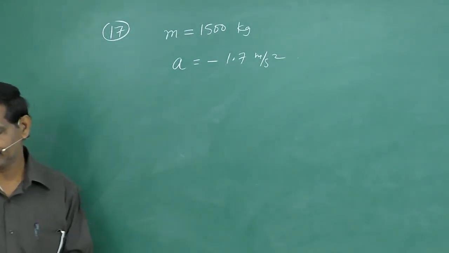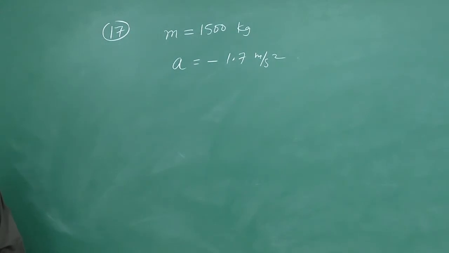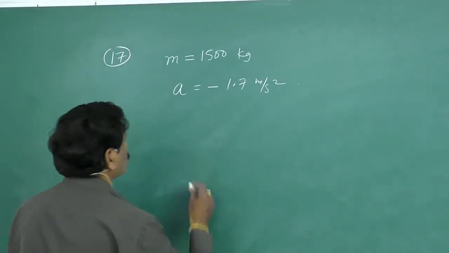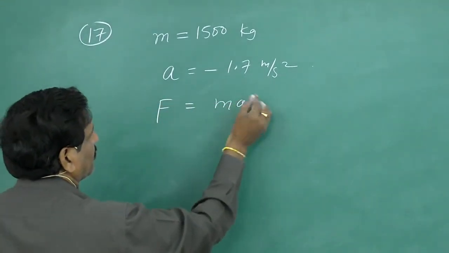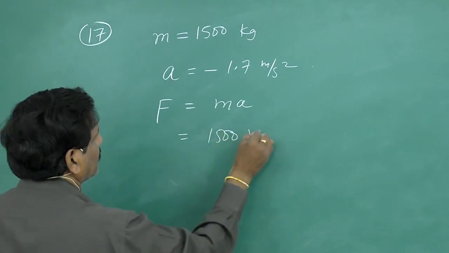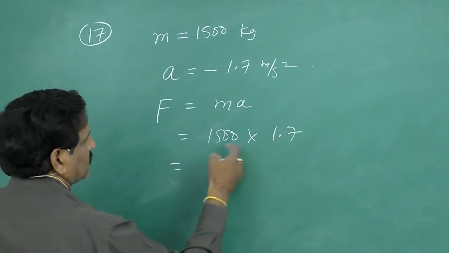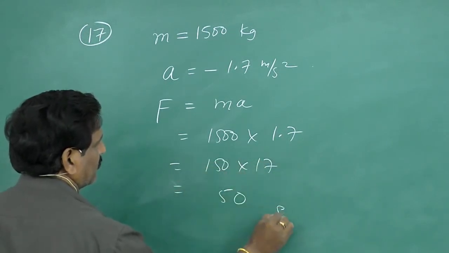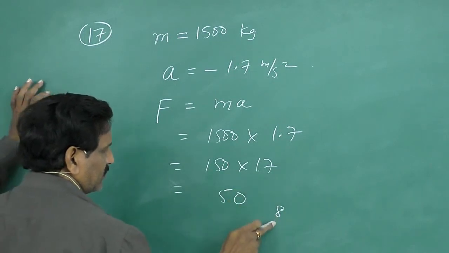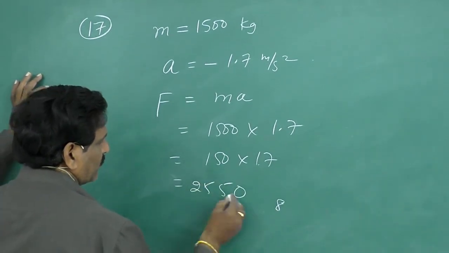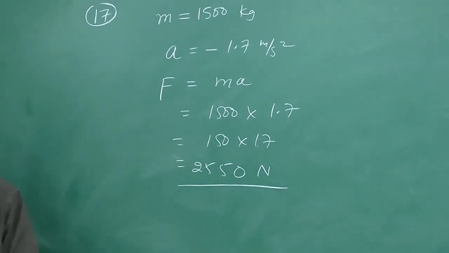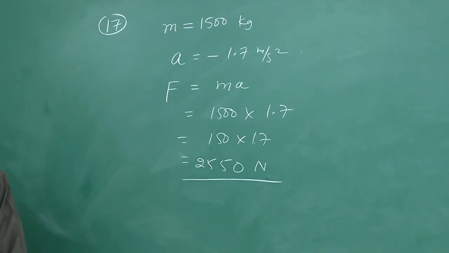What force must be acting between the vehicle and the road to stop it? So F is equal to simply ma, 1500 into 1.7. So 2550 Newton. This is the retarding force that will be applied to stop the vehicle with a negative acceleration of 1.7 meter per second square.